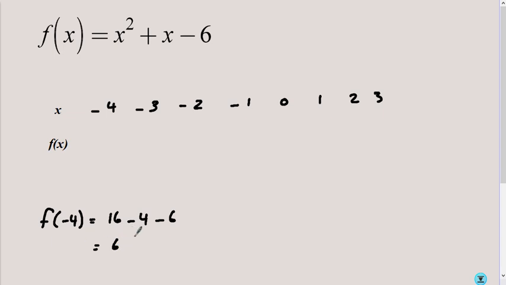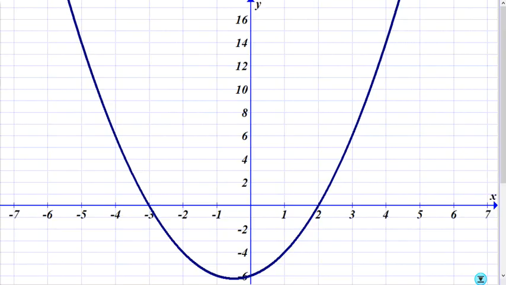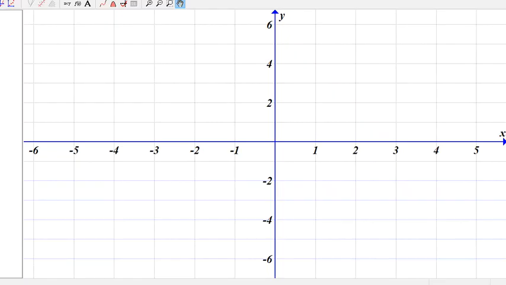And if you do this process for all the values of x, you get 6, 0, -4, -6, and another -6, -4, 0, and 6. Now, if you plot these points, that's the way it looks.